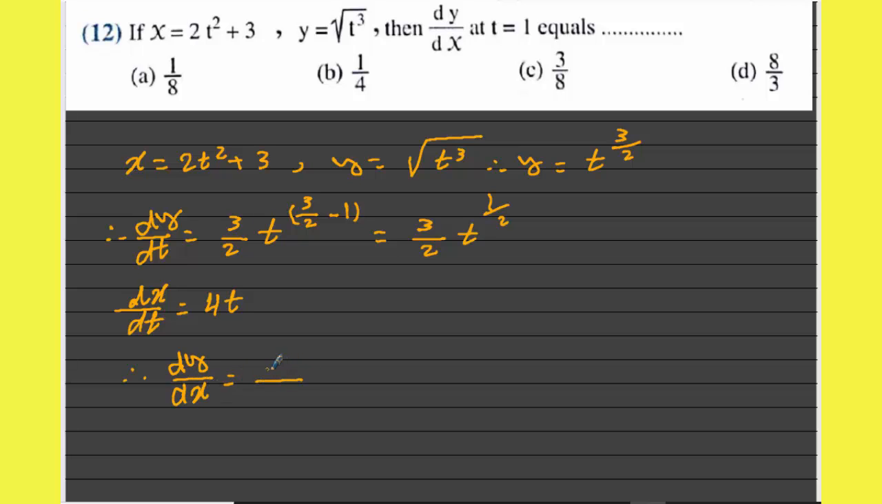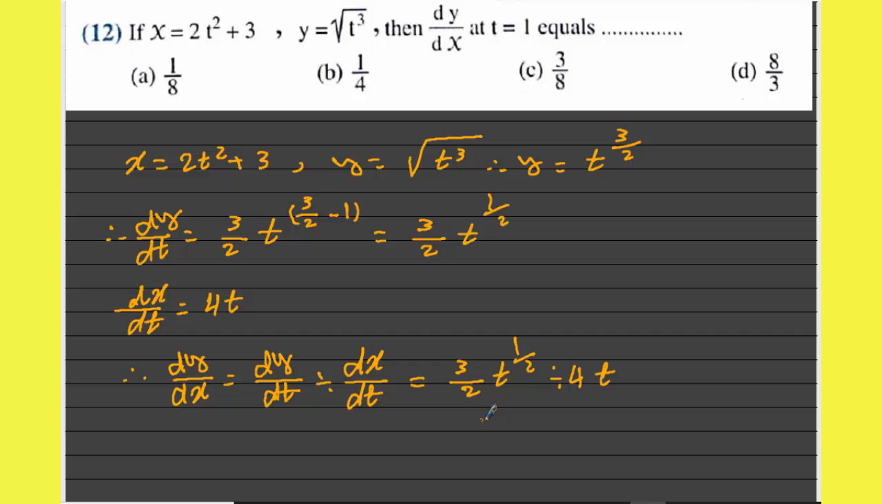equals dy/dt divided by dx/dt according to the chain rule, which equals 3 over 2 t power half divided by 4t.